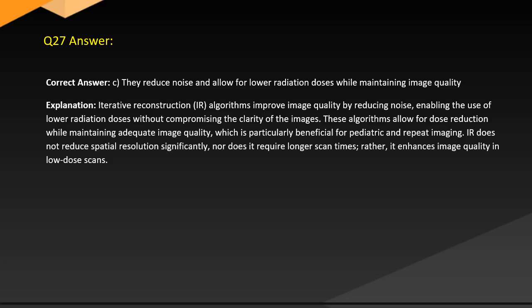Answer. Correct answer, C. They reduce noise and allow for lower radiation doses while maintaining image quality. Explanation. Iterative reconstruction algorithms improve image quality by reducing noise, enabling the use of lower radiation doses without compromising the clarity of the images. These algorithms allow for dose reduction while maintaining adequate image quality, which is particularly beneficial for pediatric and repeat imaging. It does not reduce spatial resolution significantly, nor does it require longer scan times. Rather, it enhances image quality in low-dose scans.